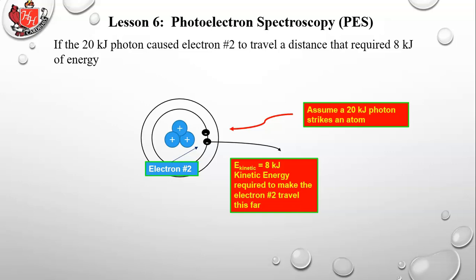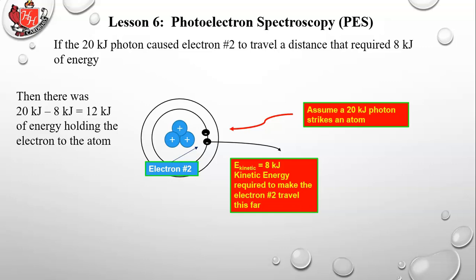What happened to those 12 kilojoules? Well, there was 20 minus 8, or 12 kilojoules of energy holding the electron to the atom. So you had to overcome those 12 kilojoules just to get the electron to release from the atom. And then you saw that it flew out with 8 kilojoules. So the way you knew what the ionization energy was is you put in 20, the electron came out with 8, so the difference between those two has to be how much energy the atom was holding onto the electron with. So 12 kilojoules is the ionization or binding energy of that particular electron.